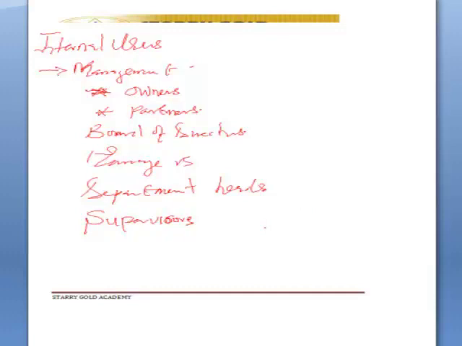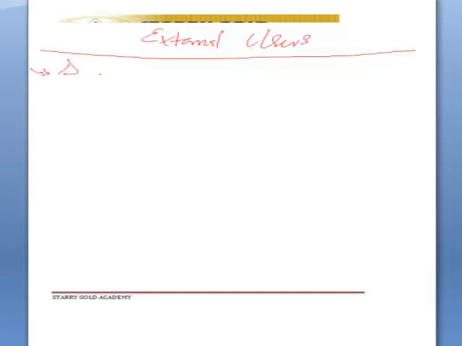users. Now for the external users, they are people who do not participate in the preparation of the financial statement, but they have an interest in the financial statement. They have a stake. And we'll be looking at this stake based on direct financial interest, those who have direct financial interest.